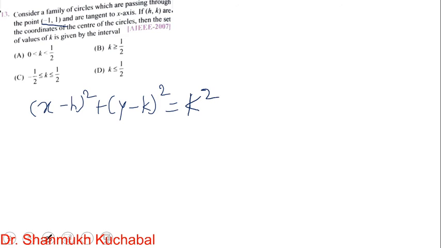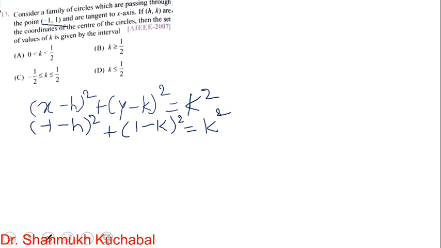So we'll write the general form of a circle. It is (x − h)² + (y − k)² = k², we can take the radius squared as k². So x is -1, y is +1, so these values we have to substitute. We get (-1 − h)² + (1 − k)² = k².